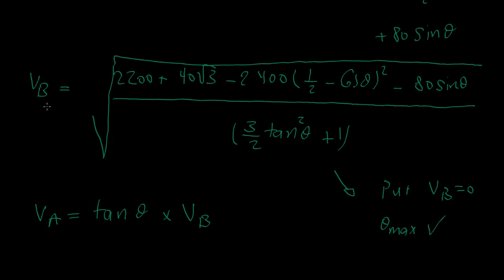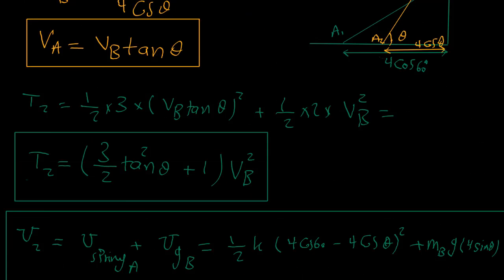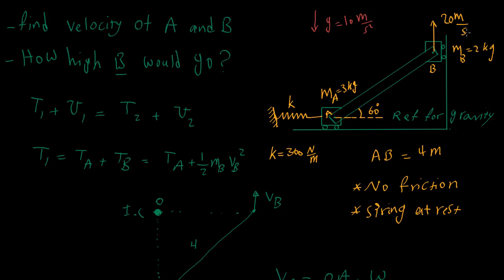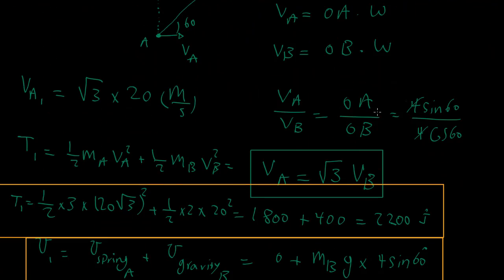We found the velocity of B and also A as a function of theta, and we also know how to find theta maximum, or the highest value that the slider B would go. So I think with this example, this is good for this lecture, and I guess I see you guys in the next lecture.